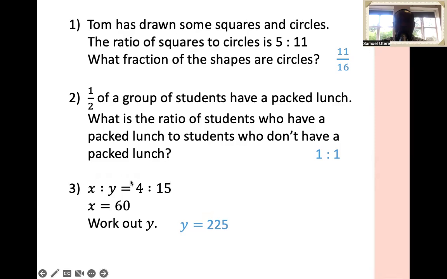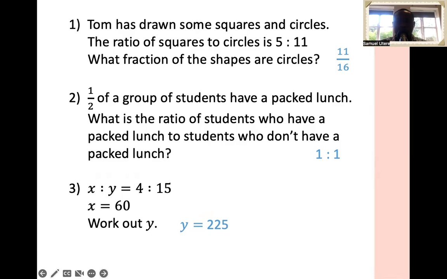Question 3. X:Y is 4:15. Now, 4 belongs to X and 15 belongs to Y. If X is 60, we have just scaled X up by 15. So we need to multiply Y by 15. So 15 times 15 is 225.